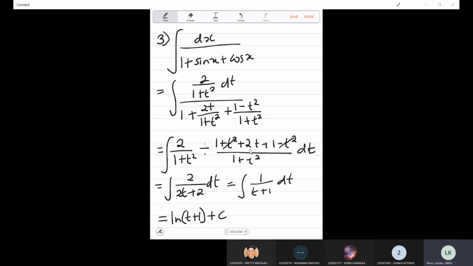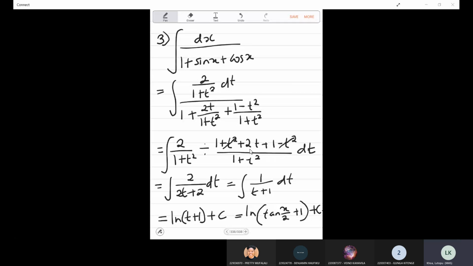And then again we need to remember that there was no t in the question, so we have to rewrite this in terms of x. So this is ln, and then instead of t, we have tan of x over 2 plus 1, and then you add your constant of integration.